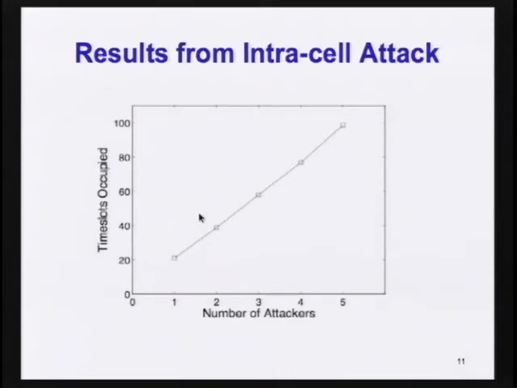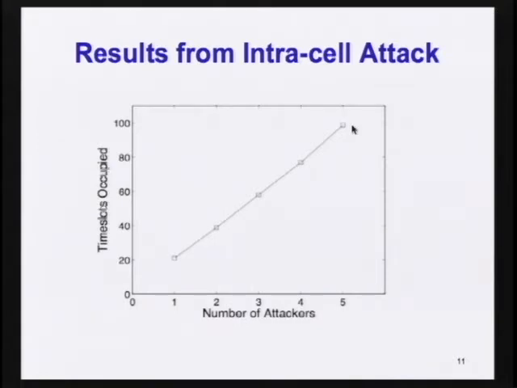And here's our simulation results. So we have a cell of 50 users, and we let between 1 to 5 of the users be attackers. And we measured how many continuous time slots the attackers can get using the attack strategy that I showed in the last slide. As you can see, if there's one attacker, the attacker can get 20 continuous time slots. Whereas if there are 5 attackers, then they may get about 100 time slots.